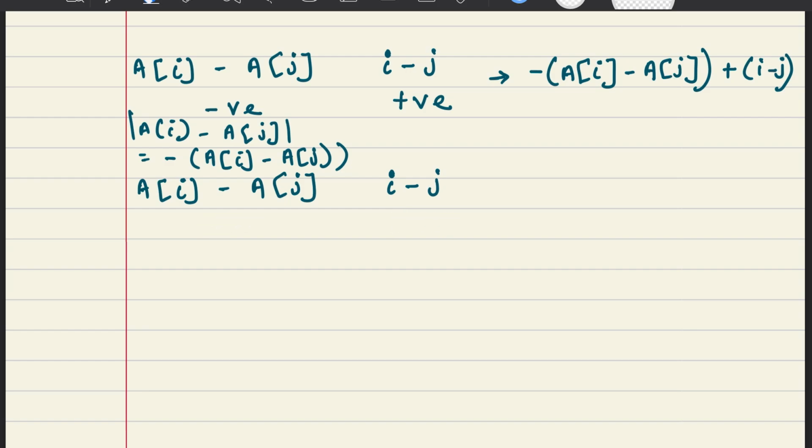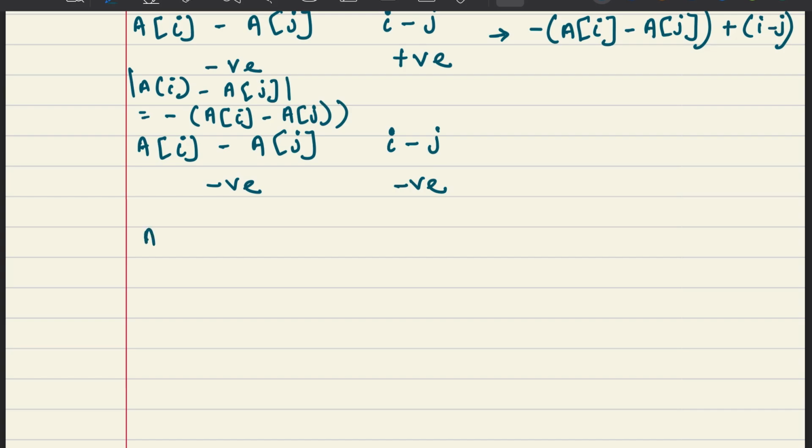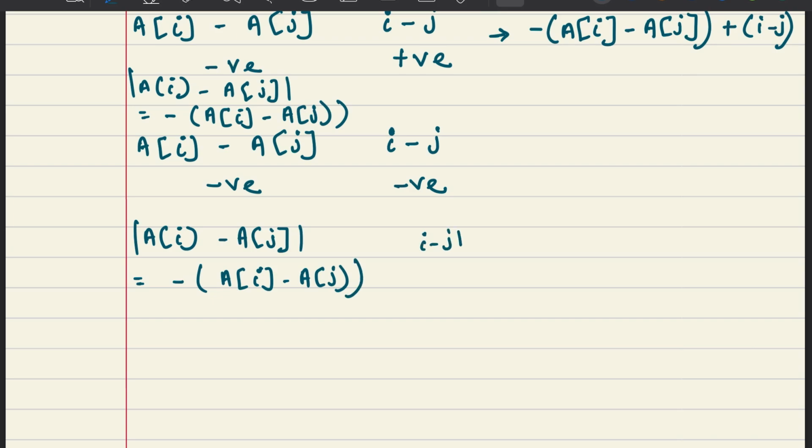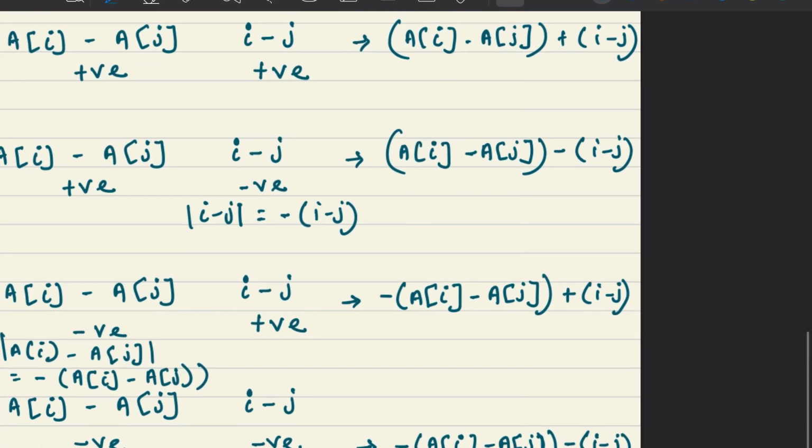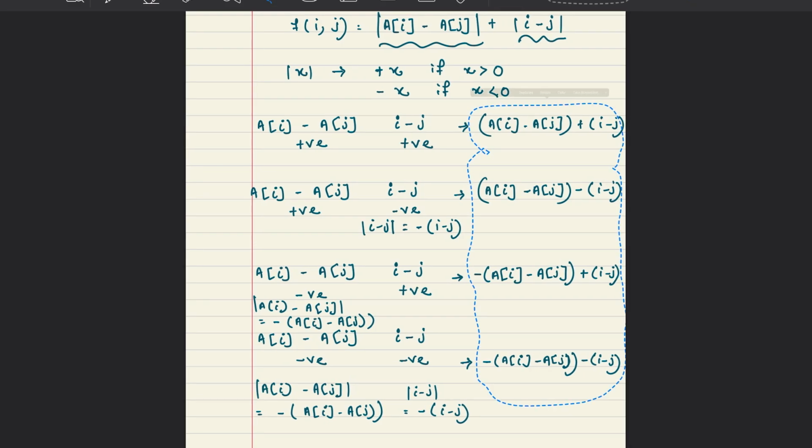Now let's see, both are negative. So the absolute of a of I minus a of j will become minus of (a of I minus a of j), and the absolute of I minus j also will become minus (I minus j). So this will become minus (a of I minus a of j) minus (I minus j). Okay, so now let's bring it together.